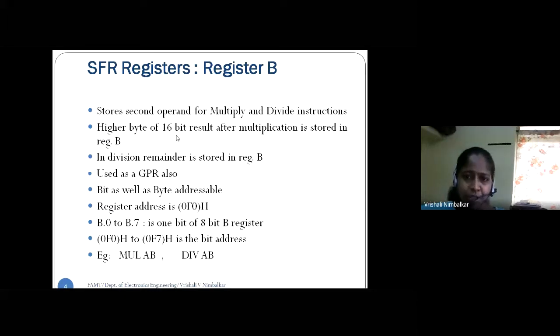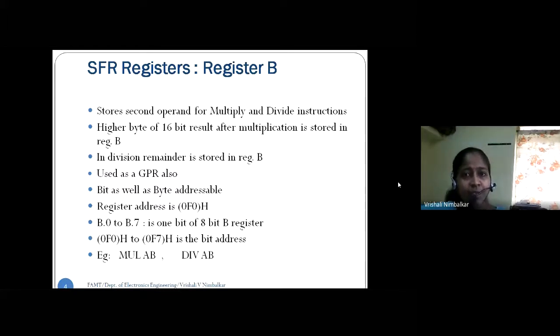After the multiplication is over, higher byte is stored in register B and the lower byte is stored in register A. Result. Correct? Similarly, when the division is completed, when you divide two numbers, what do you expect? You should get a quotient of it and remainder. Correct? So after division operation, the remainder is stored in register B. Fine. Whereas the quotient is stored in register A.